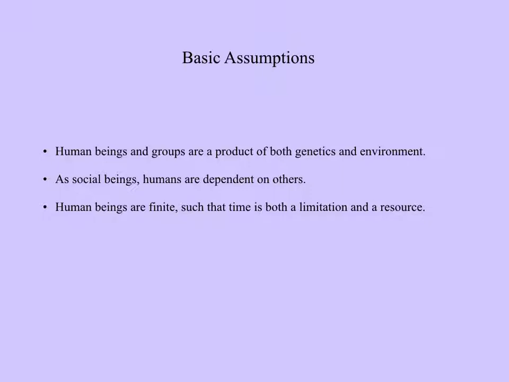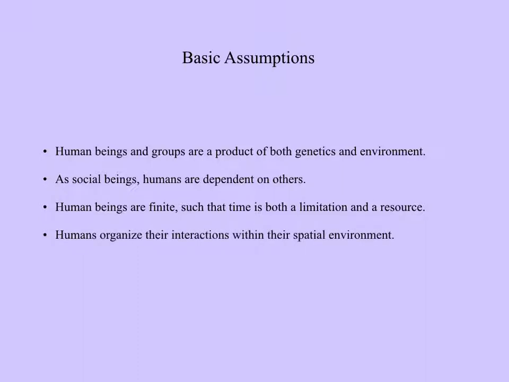Next is human beings are finite, such that time is both a limitation and a resource. So time constrains and enables the evolution of population and helps us better understand individuals' behaviors and social arrangements. So like seeing things on a timeline would show us the changes of people and other things over time. Looking at it like that is easier to understand.